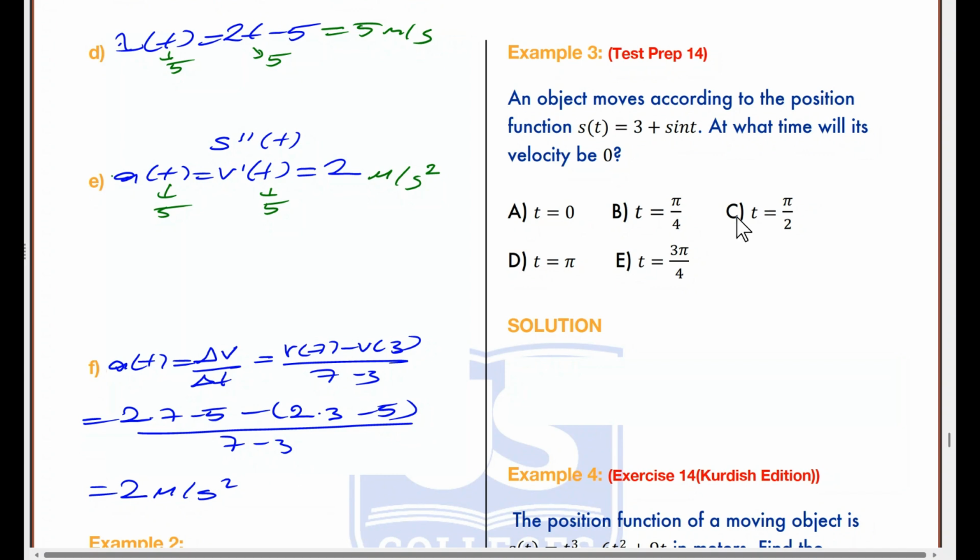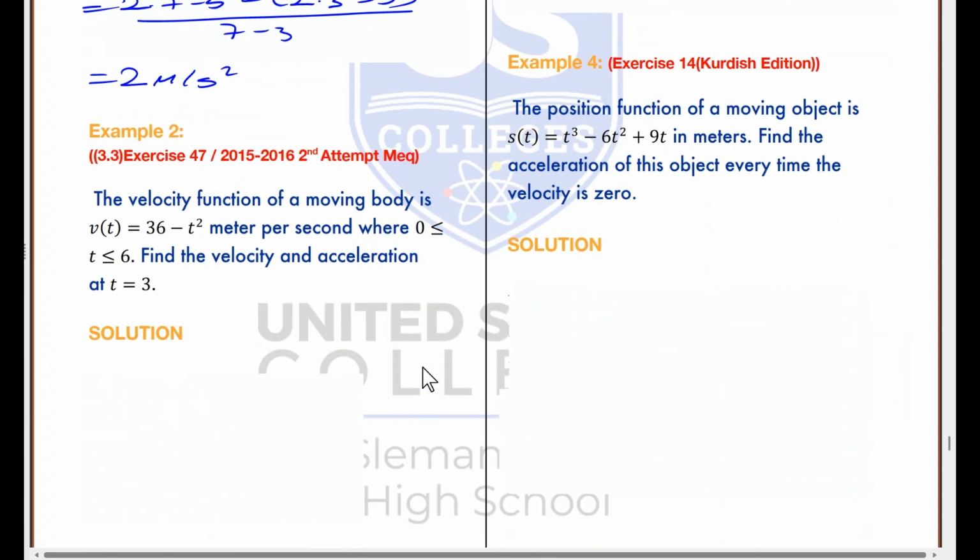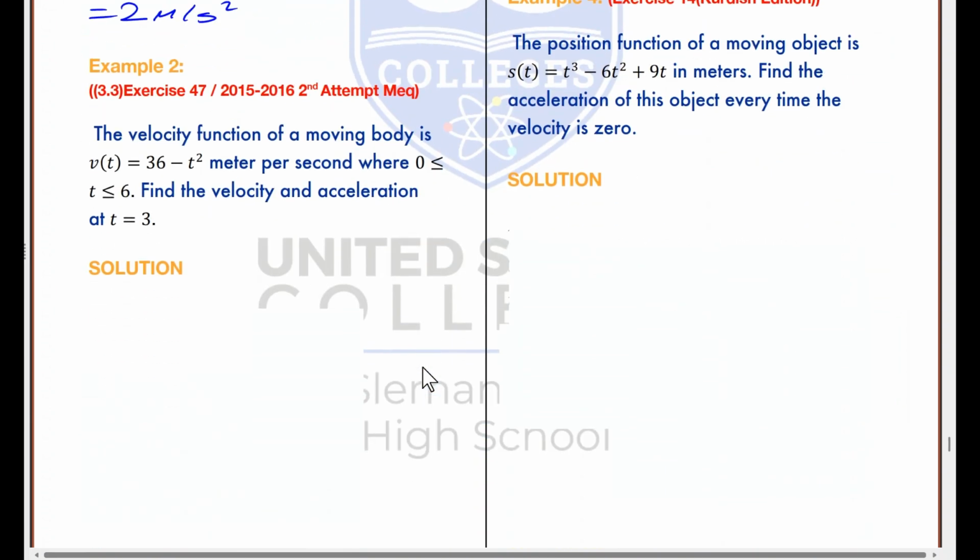Okay, we are done with the first type of questions that you may face. Second, still the same type. It is a ministry question and an exercise question from the third section. It was supposed to be here, but they asked this question in the previous section. We are given the velocity. We are asked to find the velocity and acceleration at t equal to 3.